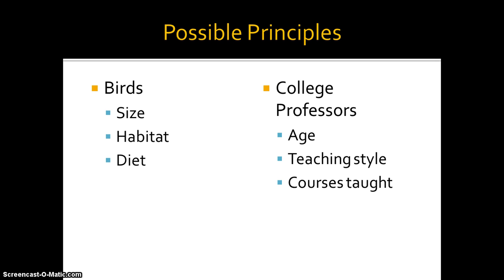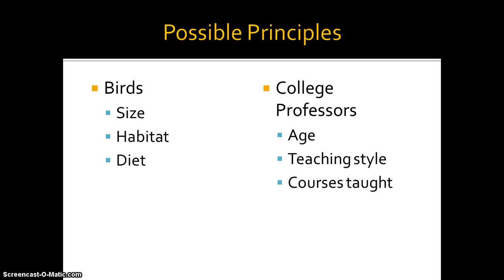Our essay wouldn't feel balanced if our categories were, I'm going to take birds and I'm going to talk about big birds, and then I'm going to talk about birds that live in trees, and then I'm going to talk about birds that eat leaves. Those don't really line up, and it feels like they don't fit in the same essay. So that's where the principle of classification comes in. It gives us a common thread to link all of our topics.